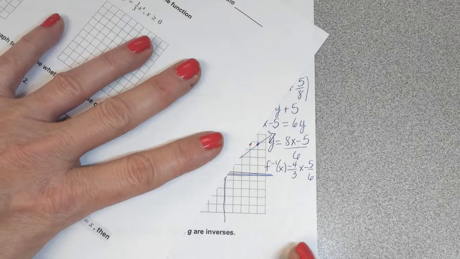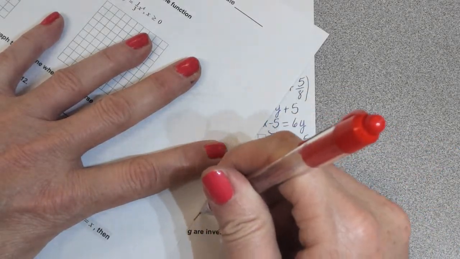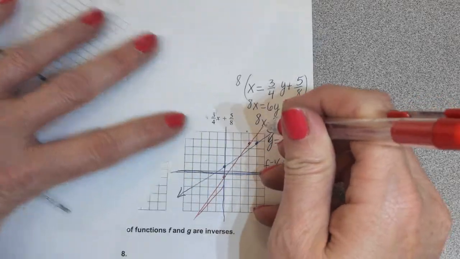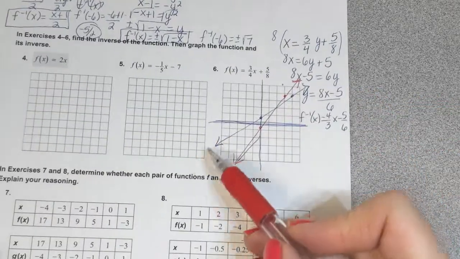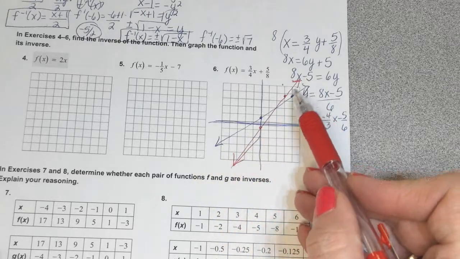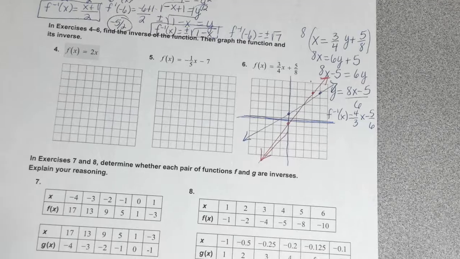And if we have the correct inverse, they should appear to be reflections, a reflection over the line y equals x. Can you see how that line y equals x would go up right in between the two? Okay, so that's what we're doing with the graphing of both.